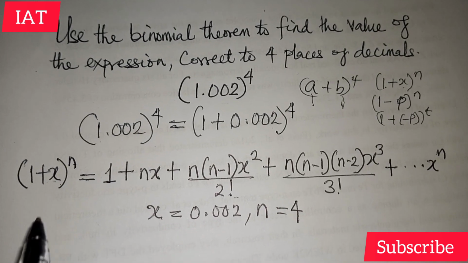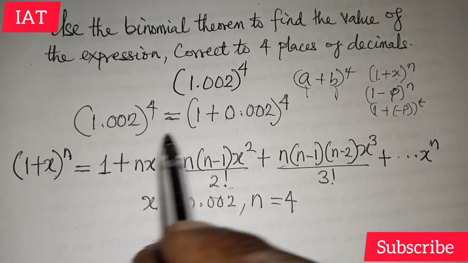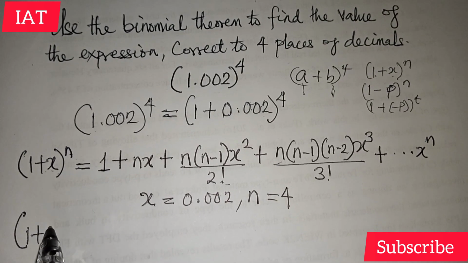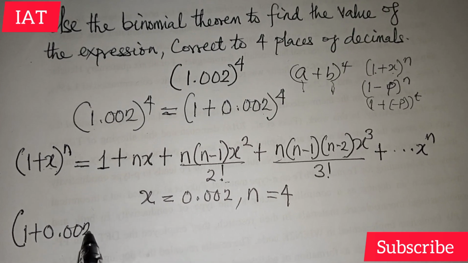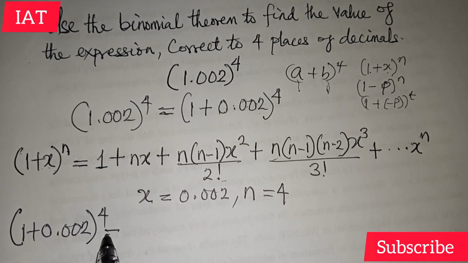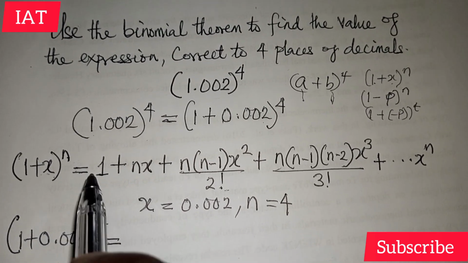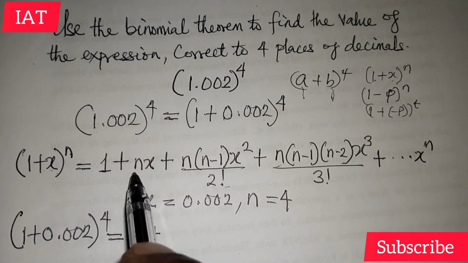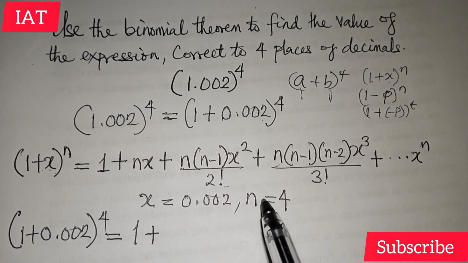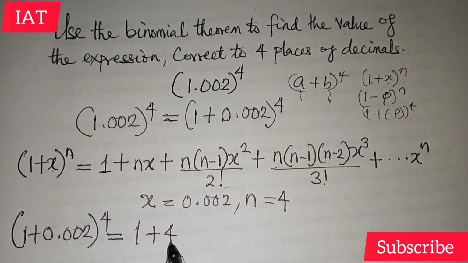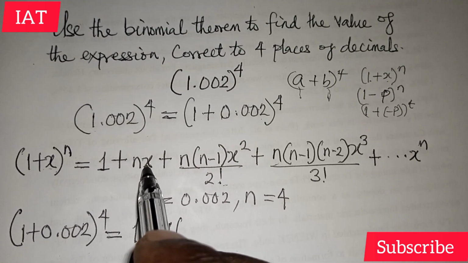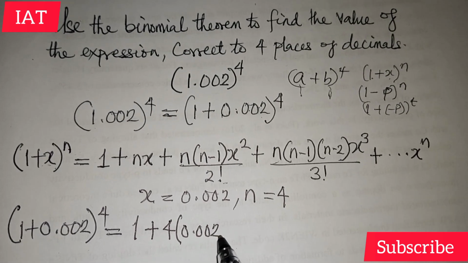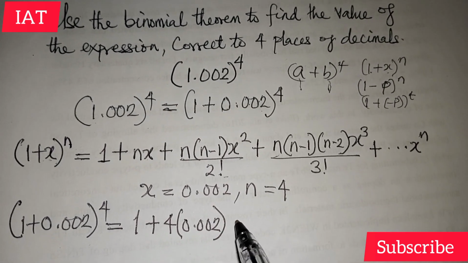So having come to this point, let's compare this, and then we'll be having 1 plus 0.002 to the power of 4 will now be equal to, let's plug this directly into the formula. So we have 1 plus, what is n? N in this case is 4. So we have 4 multiplied by, what is your x? Your x is 0.002. I hope this is making a lot of sense to you.